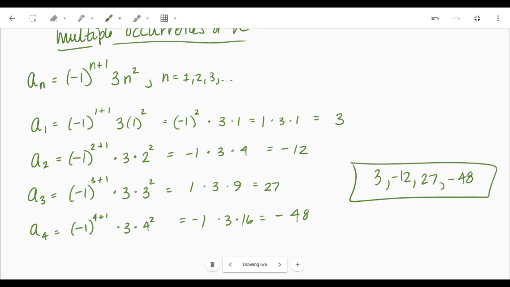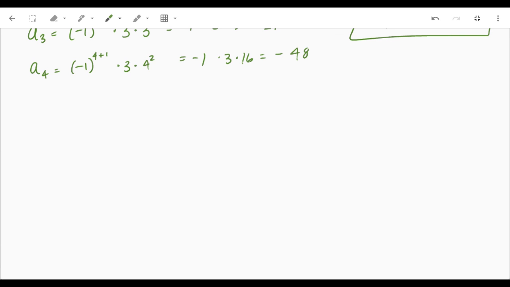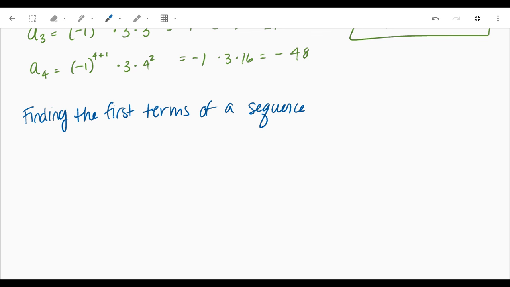Next one is finding the first terms of a sequence using a recursive rule. We've been doing explicit rules, where you just plug in the term that you want and you get it. If you remember, with the recursive rule, you have to use the term before it. So, finding the first terms of a sequence using a recursive rule.